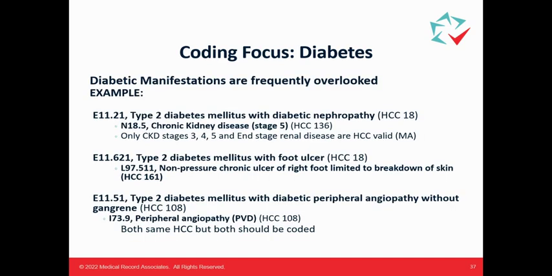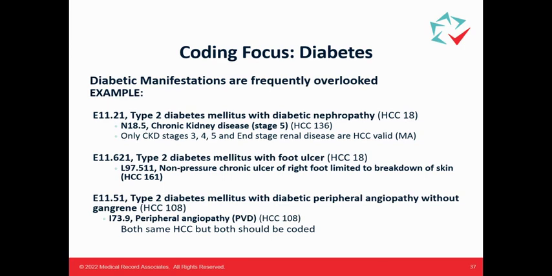Next slide. Here's some more. Here's another example. Those frequently overlooked are diabetes with nephropathy. We do want to code the CKD also. Okay. Diabetes with foot ulcer. You would want to code the foot ulcer. It's HCC 18, as well as your L code, which is HCC 161.